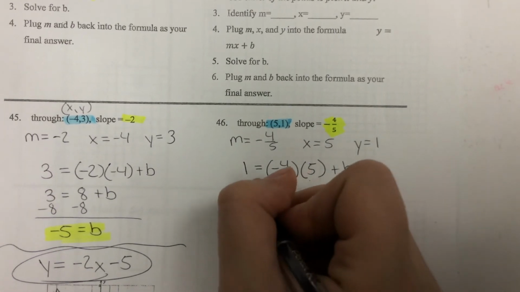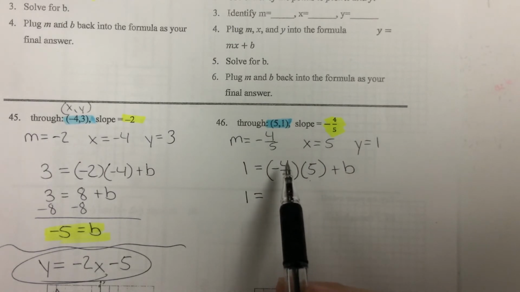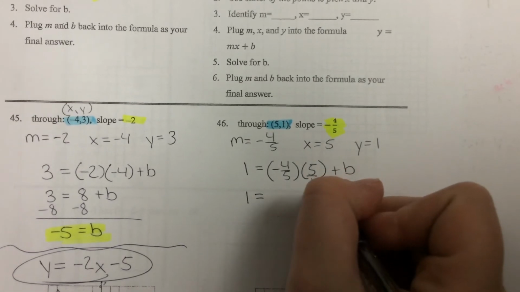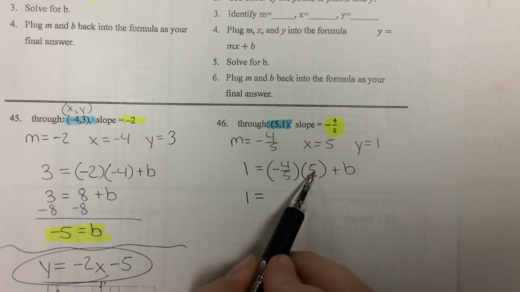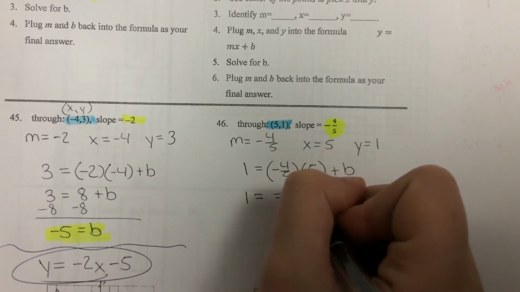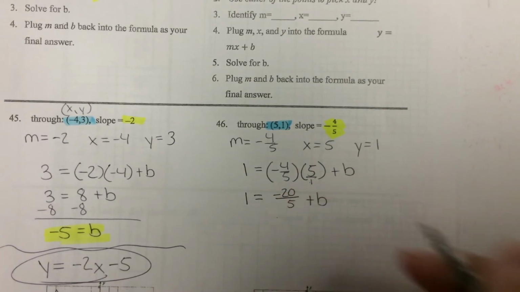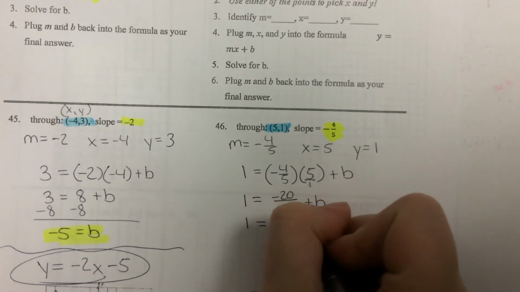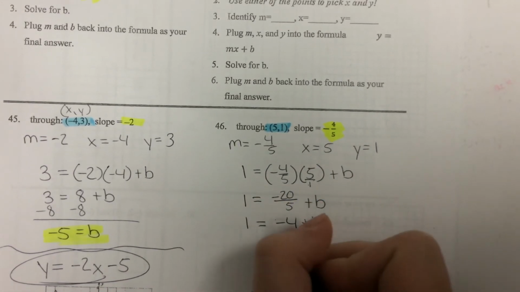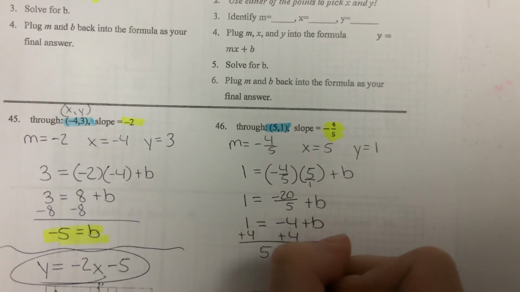So let's do a little bit of multiplying here. We have to multiply fractions. Remember with fractions, multiplying, you don't need a common denominator, just multiply straight across. So this is like saying 5 over 1. So we'll have 4 times 5 is 20. Don't forget your negative. So -20 divided by 5 times 1 in the denominators is 5, plus b. All right. What is -20 divided by 5? -4 plus b. And add 4 to both sides. And b equals 5.